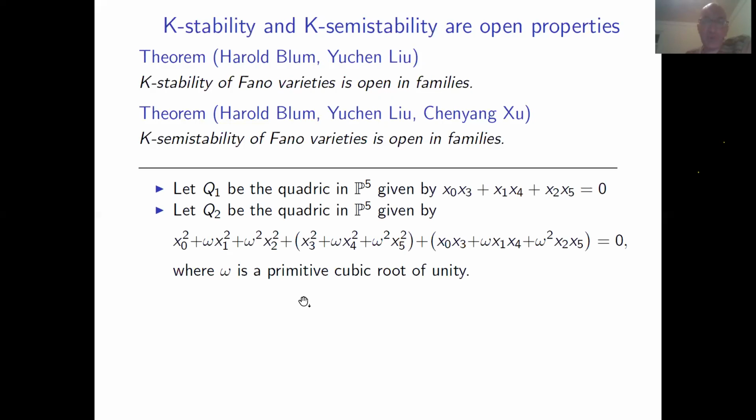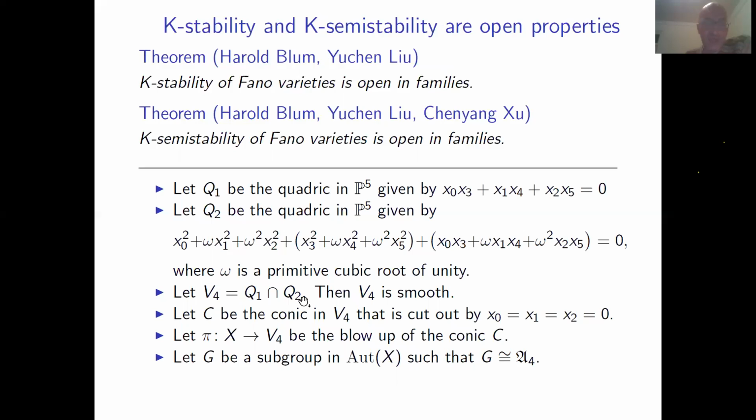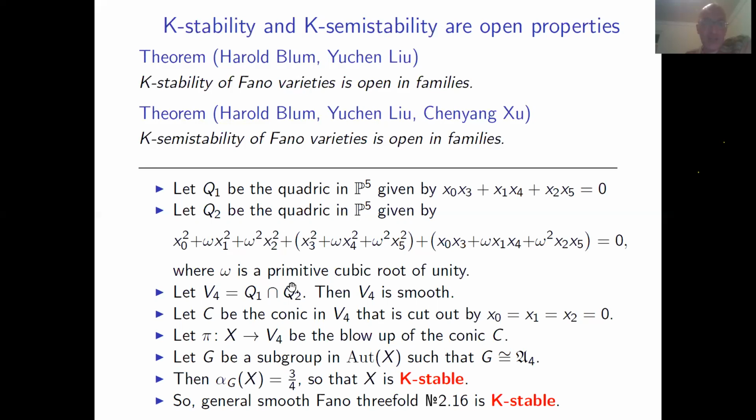And here I just put one very strange example. So basically you take the intersection of two quadrics in P5, which is known as the Fano threefold V4, and you take a conic on it. It's a very explicit conic. You blow it up, and this is Fano threefold number 2.16.